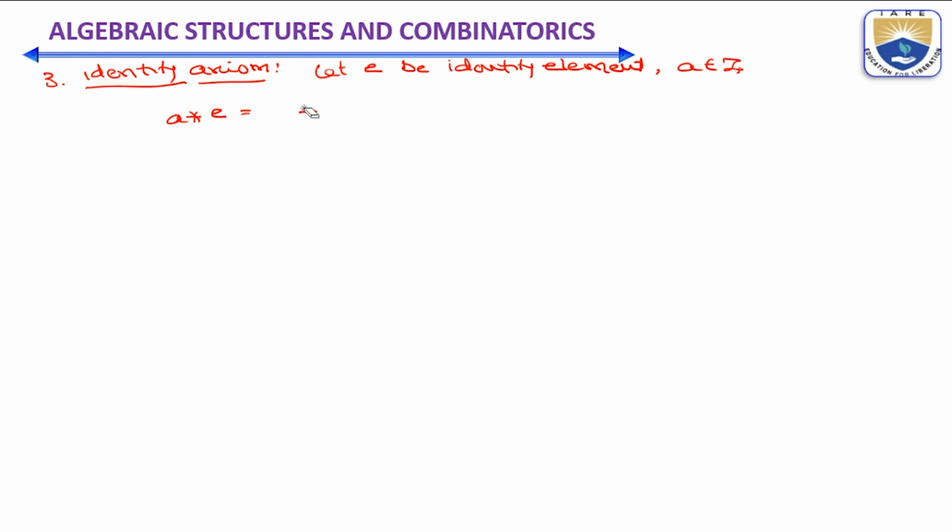So what are we going to say? When E is the identity element, A star E is equal to E star A is equal to A. Whenever this condition is satisfied, then we can say that E is the identity element. Suppose I take A star E is equal to A, then A plus E minus 3 is equal to A. Then A gets cancelled, so E is equal to 3.